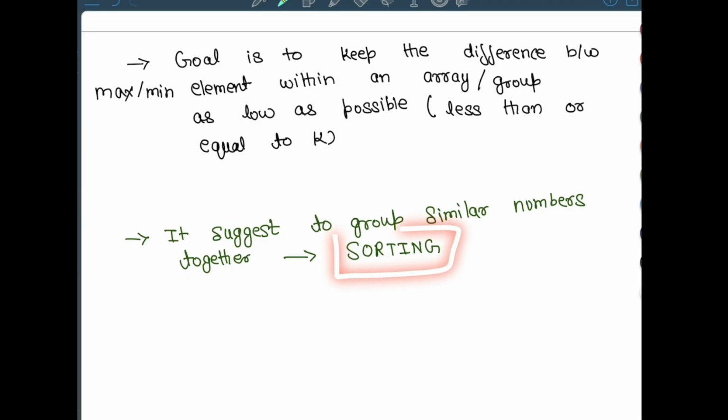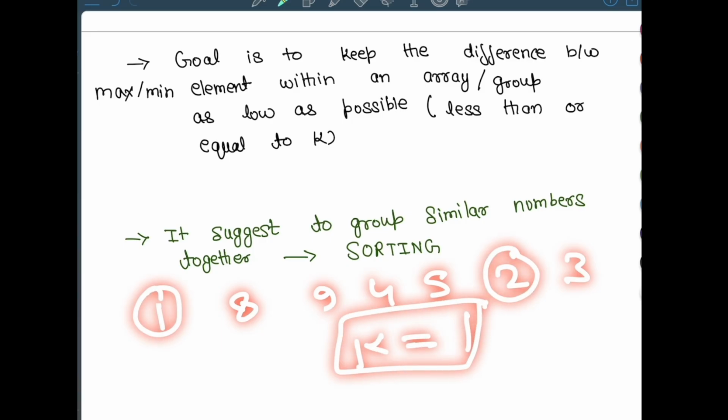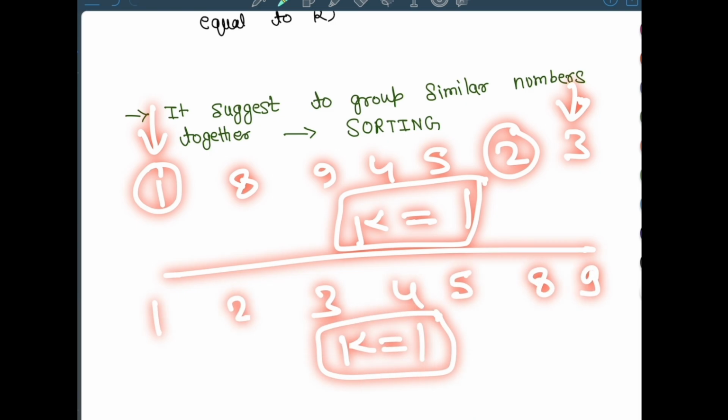And if we just sort our data, the numbers which are close come together. For example, if the input is 1, 8, 9, 4, 5, 2 and 3, and the value of k is equal to 1, we can make a group of 1 and 2 together, but we cannot make a group of 1 and 3 together, right? But if you notice, if the data had been sorted, 1, 2, 3, 4, 5, 8 and 9, and the value of k is equal to 1, it would be very easy to group the elements.